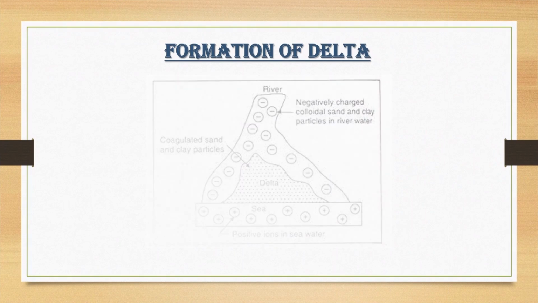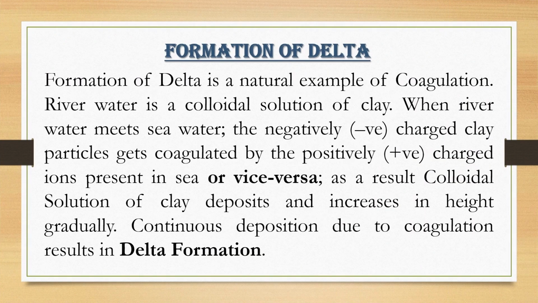Formation of delta. Formation of delta is a natural example of coagulation. River water is a colloidal solution of clay. When river water meets seawater, the negatively charged clay particles get coagulated by the positively charged ions present in the sea, or vice versa. As a result, the colloidal solution of clay deposits and increases in height gradually. Continuous deposition due to coagulation results in delta formation.